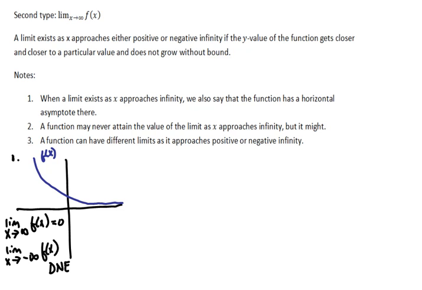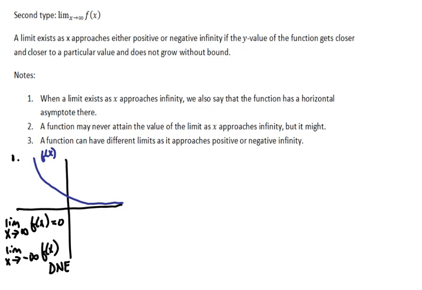So in this particular example, the limit as x approaches infinity of f of x is 0. And we can also say that the function has a horizontal asymptote at 0 as x approaches infinity. Now, we also say that the limit as x approaches negative infinity of f of x does not exist because the y values don't get closer and closer to a particular value and stay there. Because it grows without bound as we approach negative infinity, that limit does not exist, and there is no horizontal asymptote as x approaches negative infinity.